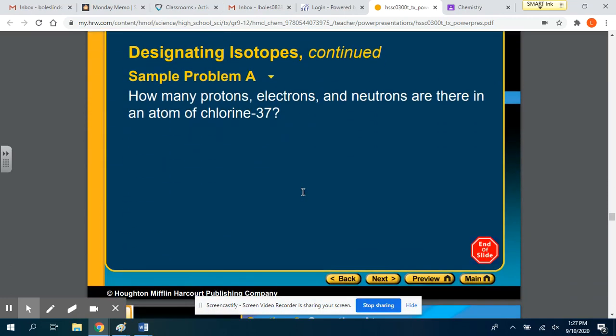Okay, so sample problem A. If you need to pause this for a minute to look at it, you can, but we're going to determine protons, electrons, and neutrons in chlorine-37.